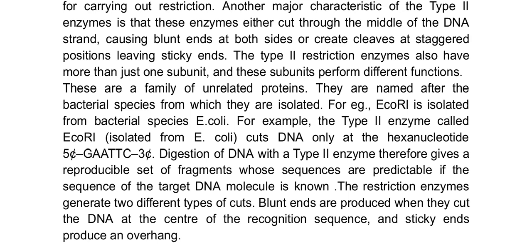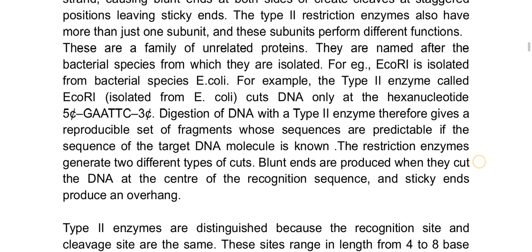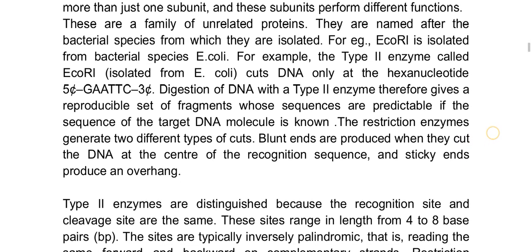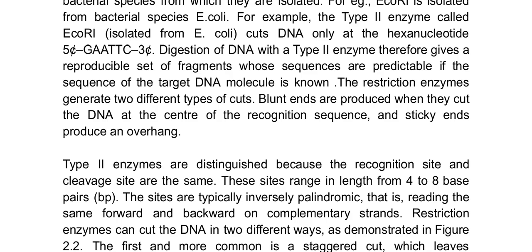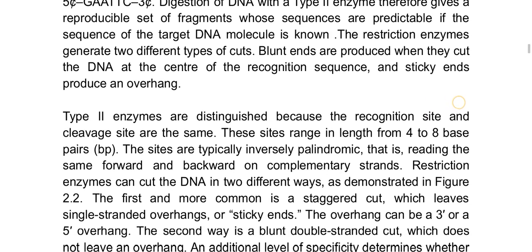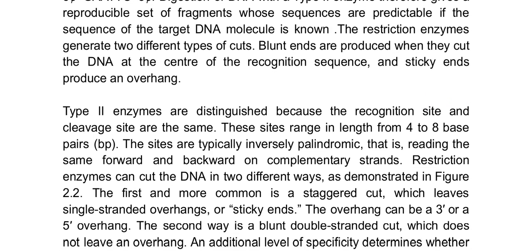For example, EcoR1 is isolated from the bacterial species E. coli. For example, the type 2 enzyme called EcoR1, isolated from E. coli, cuts DNA only at the hexanucleotide given. So, digestion of DNA with a type 2 enzyme therefore gives a reproducible set of fragments whose sequences are predictable if the sequence of the target DNA molecule is known. The restriction enzyme generates 2 different types of cuts. Blunt ends are produced when they cut the DNA at the center of the recognition sequence, and sticky ends produce an overhang. Type 2 enzymes are distinguished because the recognition site and cleavage site are the same.